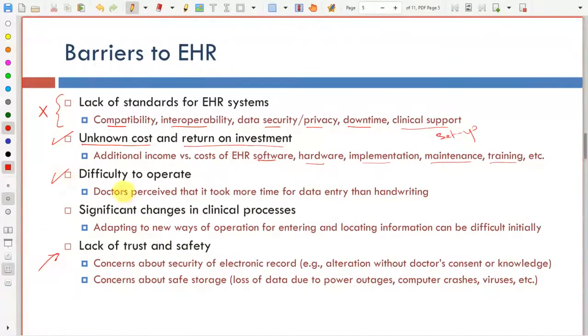The third barrier is the difficulty to operate. I'm not sure how many of you had the chance of interacting with doctors and nurses and people from the healthcare sector. But some of them are, first of all, very busy. If you talk to a doctor during his hospital shift, he will barely have time to talk to you, okay? And usually he doesn't like to change his routine, okay?